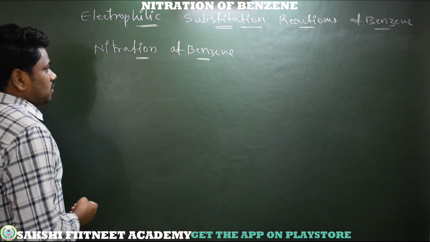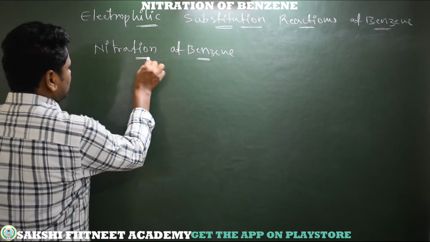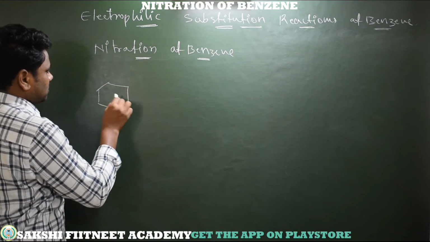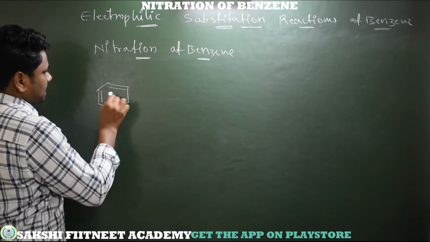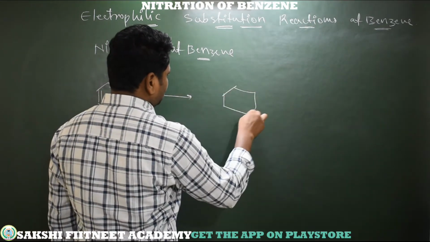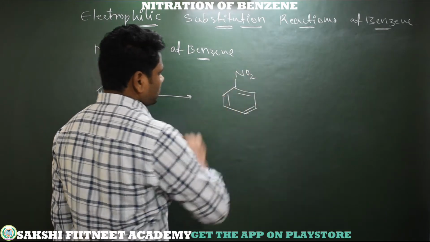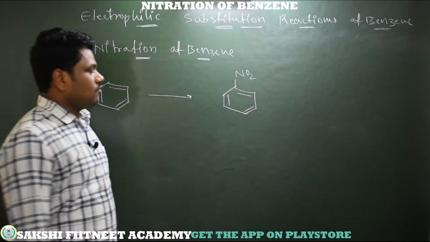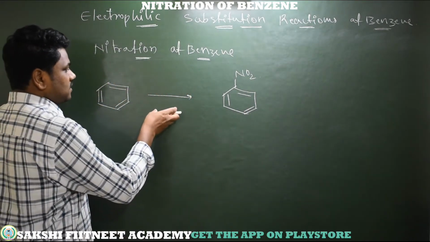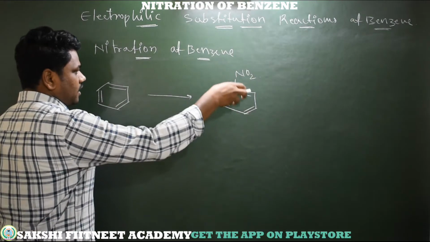Here we will discuss the reaction mixture and the mechanism in detail. For the nitration of benzene, what are the substrates? Here is the benzene ring, and to get nitrobenzene, that is benzene having a NO2 substituent, what are the reagents? Benzene reacts with these reagents and we get nitrobenzene.